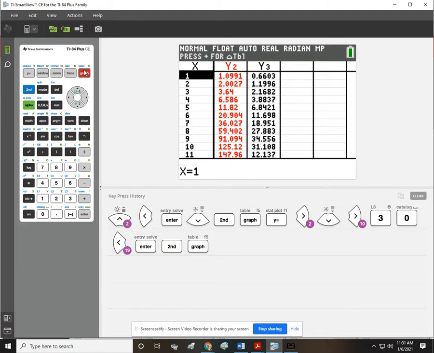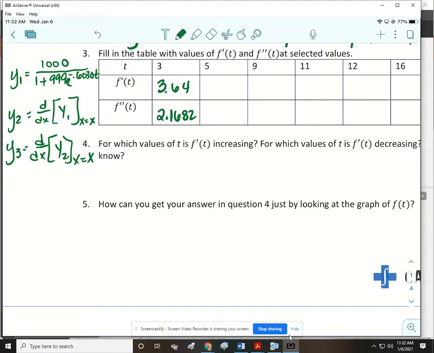So when t or x is 3, the first derivative is 3.64, and the second derivative is 2.1682. All right, so we would do that for those values, just scrolling up and down the table.